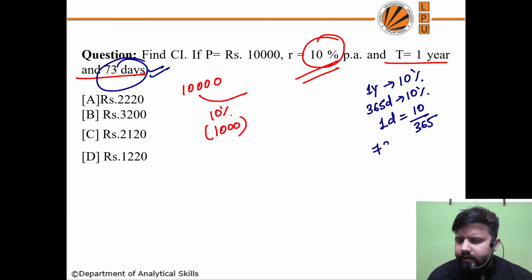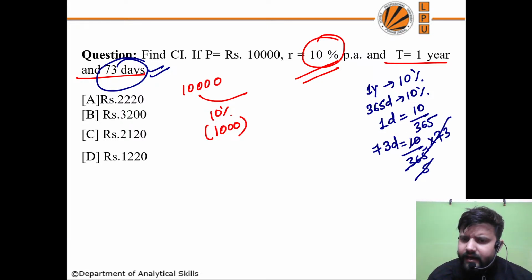So that would be 10 divided by 365 into 73. 73 will cut it at 5 times and 5 will cut it at 2 times. It means that for 73 days 2% interest would be charged.